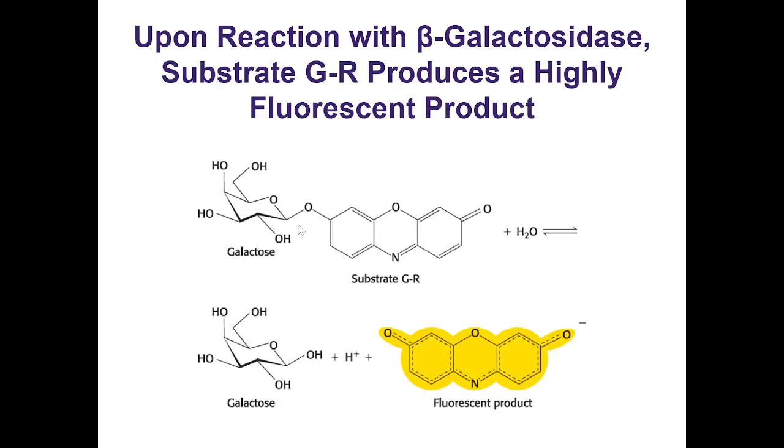Upon reaction with the beta-galactosidase, I keep jumping to the substrate. The substrate, which is the GR substrate, is going to produce something that's highly fluorescent, which is this right here. You may remember, and you're getting more into it this semester, that highly conjugated rings can have a great deal of fluorescence. We can change the absorption of light depending on how much conjugation there is. This has a lot of conjugation, and so it's highly fluorescent, and we can monitor this very well.